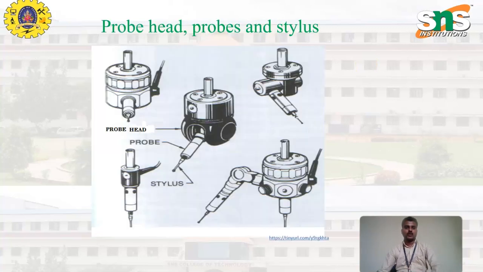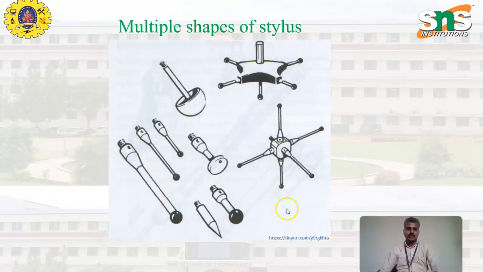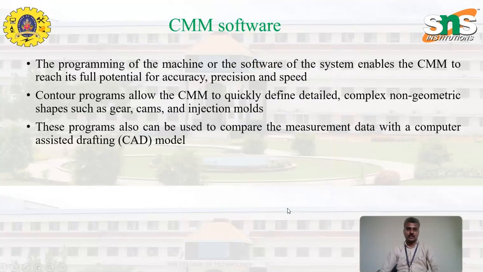Next one is the probe head. This is the probe head, the stylus, and the probe point. This is the probe head, where we fix the probe into the tool, and this is the stylus, where the probe is joined together, and these are some of the examples. And then multiple shapes of stylus.